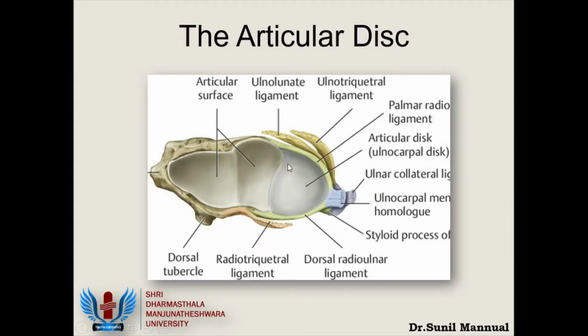Now coming to the articular plate, this is what the articular plate, or the articular disc, looks like, and the distal ulna is basically articulating with the articular disc, so overall it gives a nice gentle curve.